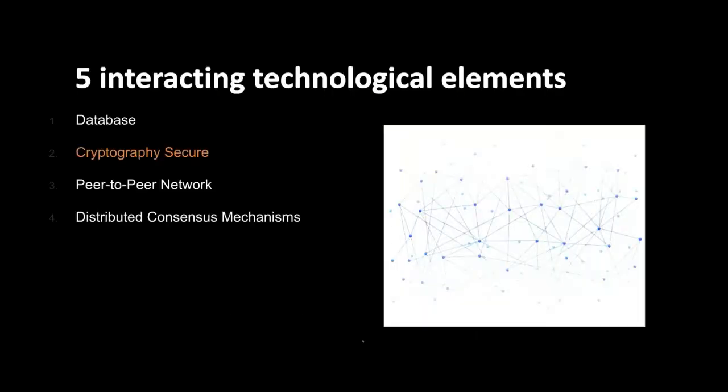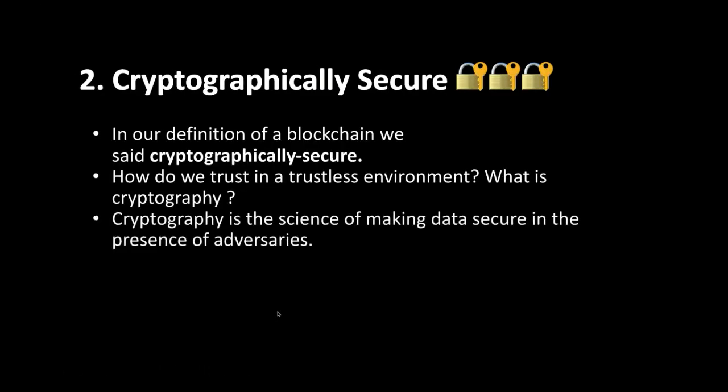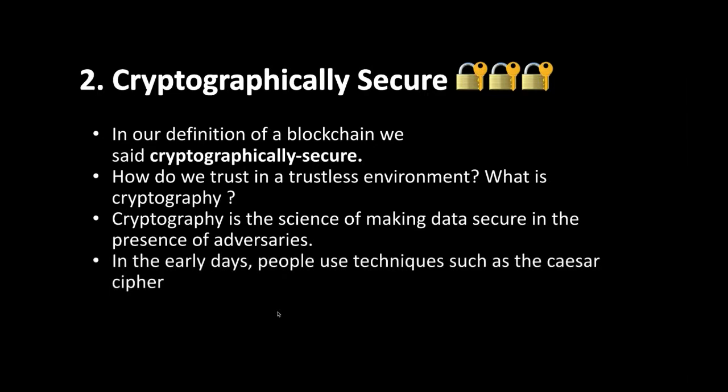So now we're going to talk about cryptographically secure elements. All right. So when we say cryptographically secure in our definition of a blockchain, we have to really ask ourselves, how do we trust in a trustless environment, and what is cryptography? All right, cryptography is the science of making data secure in the presence of adversaries.